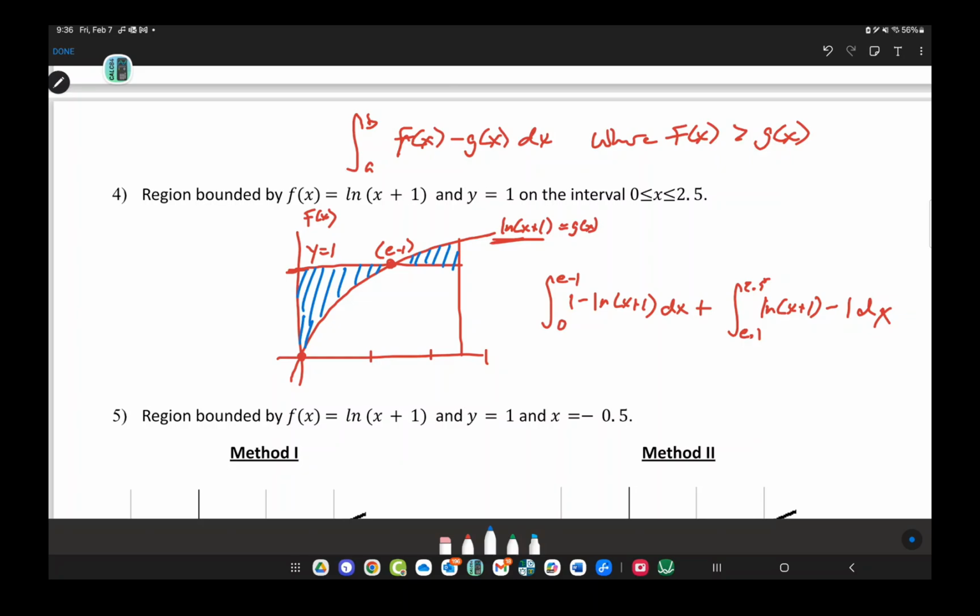On this page, the very first problem, they gave us a different boundary. They didn't have y equals 1 in that. The second problem, they gave us y equals 0, the boundary of the x-axis.